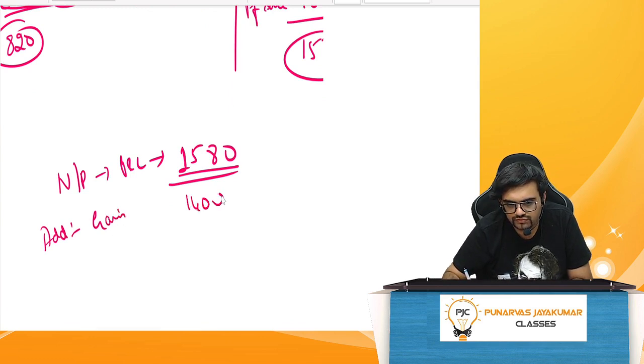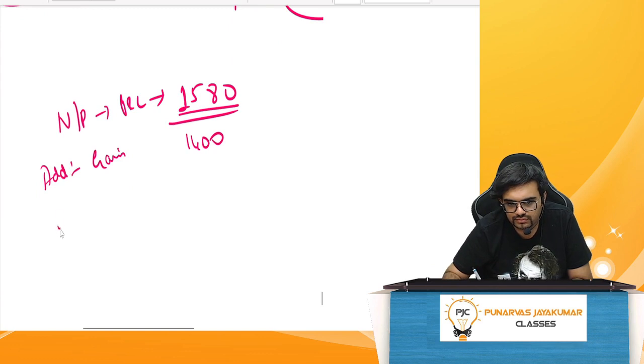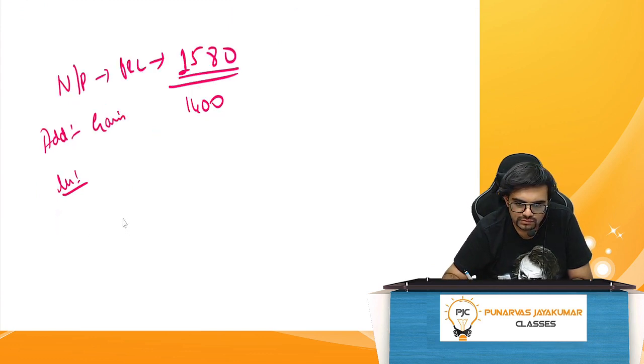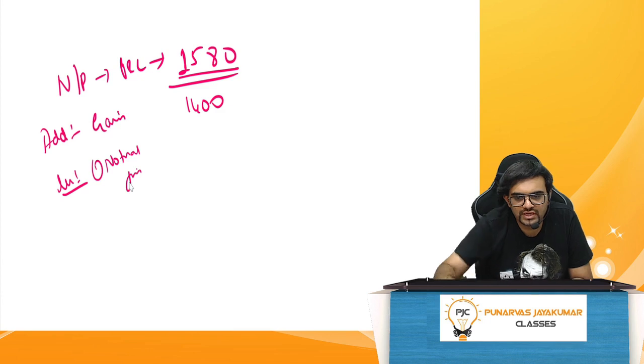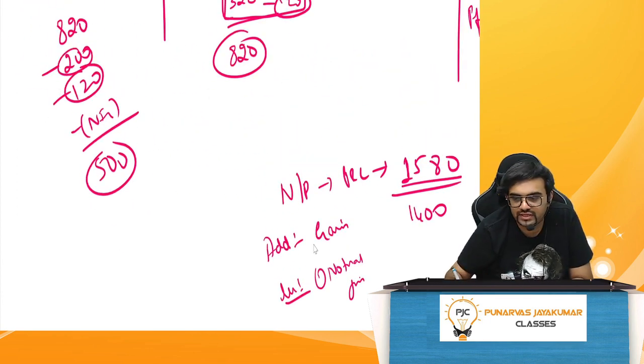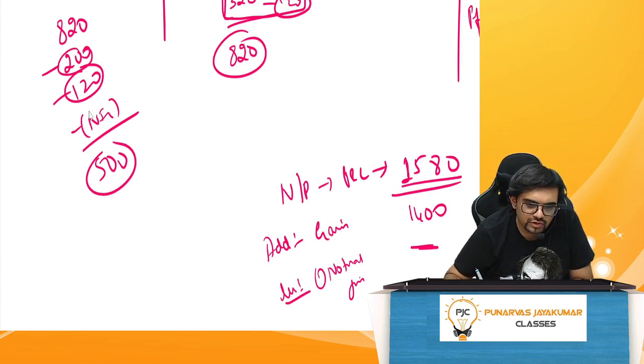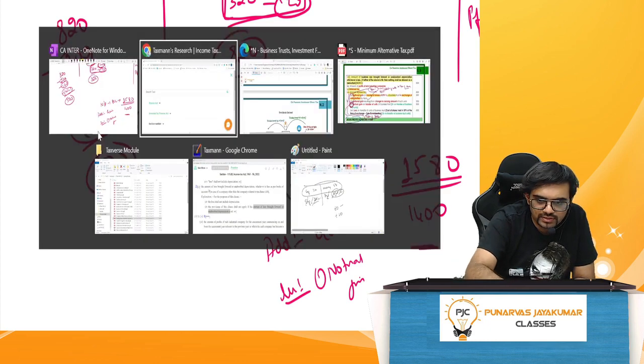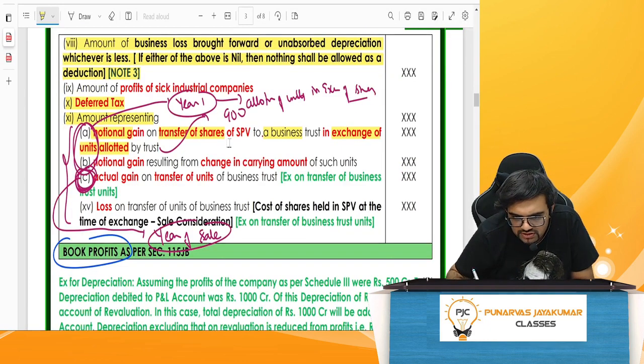Gain 1400. Less what? Notional gain. 300 has already been taken here, guys. 200 and 120 already taken here. So here it will not be taken. But here, as I told you, one more subtraction is there. Come back. Here one more subtraction is there.